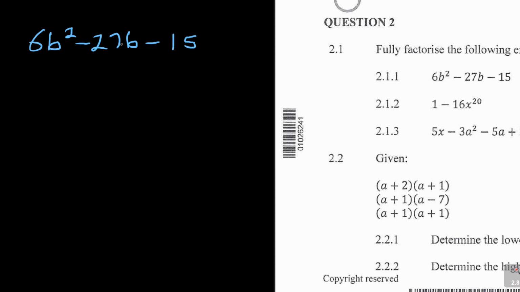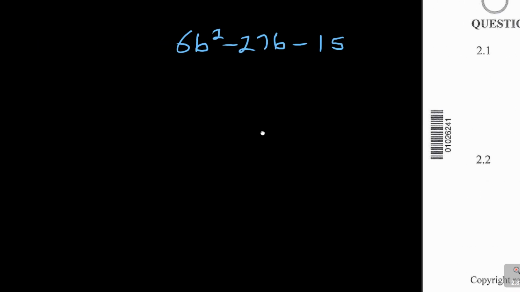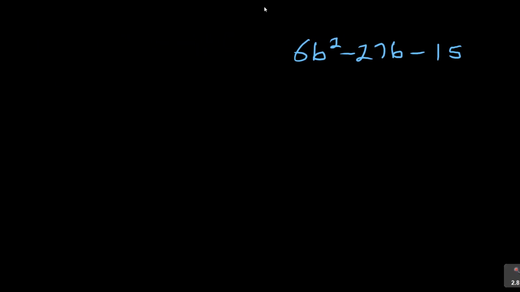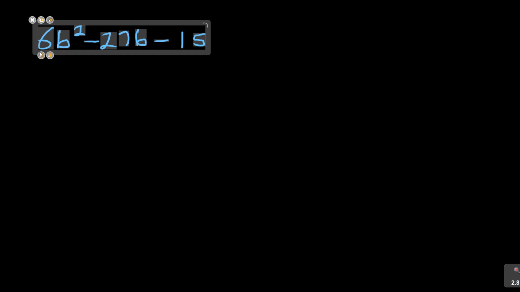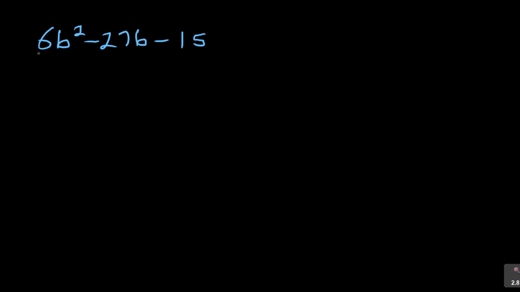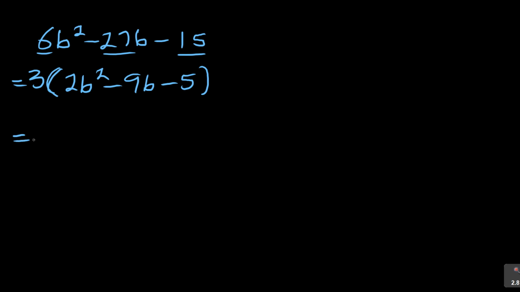So if you have to fully factorize this, the first thing you have to recognize is that there is a common factor between 6, 27 and 15, and that is 3. So you take out 3 first, and what is common? 3 into 6 is 2b squared. 3 into 27 is minus 9b. 3 into 15 is minus 5. That was the first thing, equal to 3.